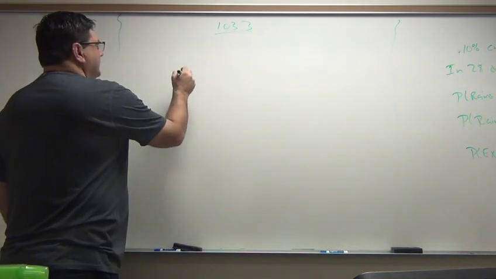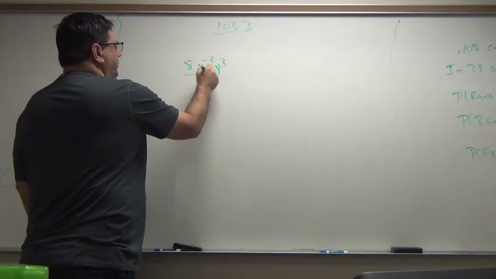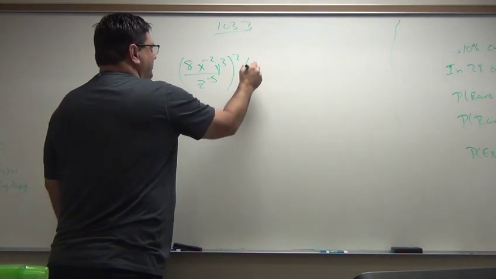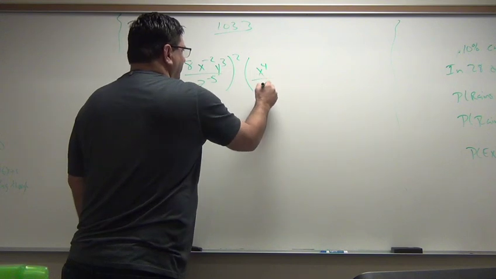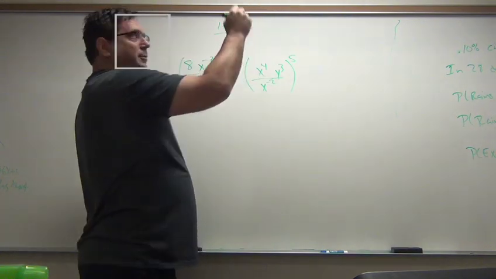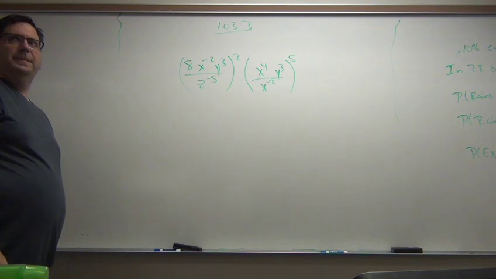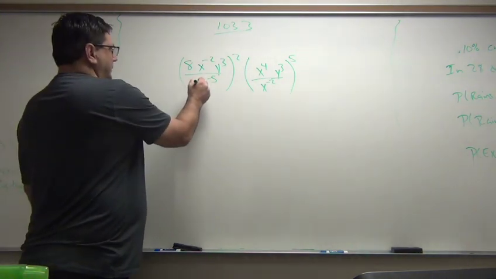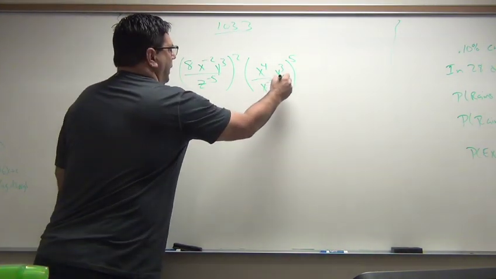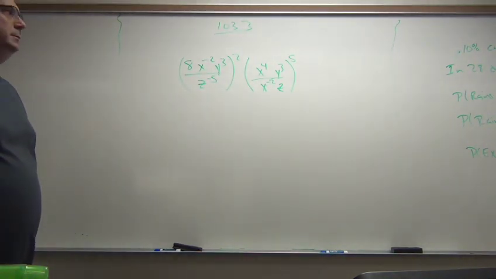Let's go next level. 8x to the negative 2, y to the third, z to the negative 5, squared, times x to the fourth over x to the negative 2, y to the third, to the fifth. Is that a z on the bottom? Yes. Okay, I'm going to put a z on the bottom there too, because I can. I didn't tell you before.